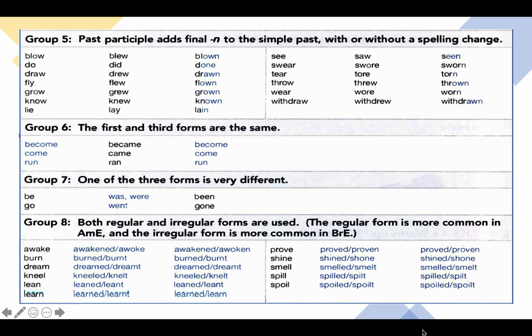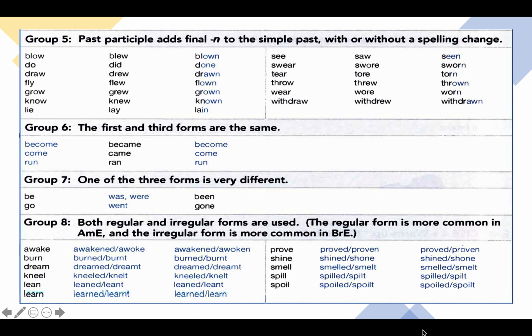Now in this chart here, and the rest of this chart that we have, I include the rest of the groups of irregular verbs. So you have group 5, group 6, 7, and 8. Now, what about group 5?